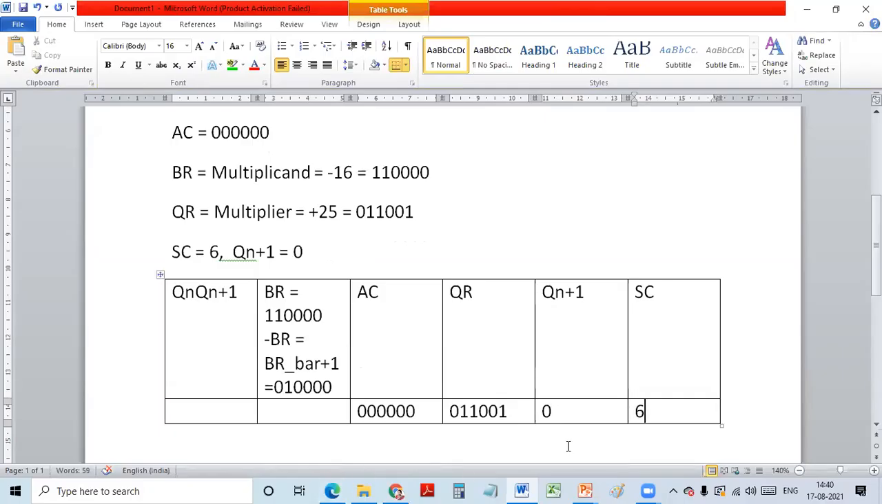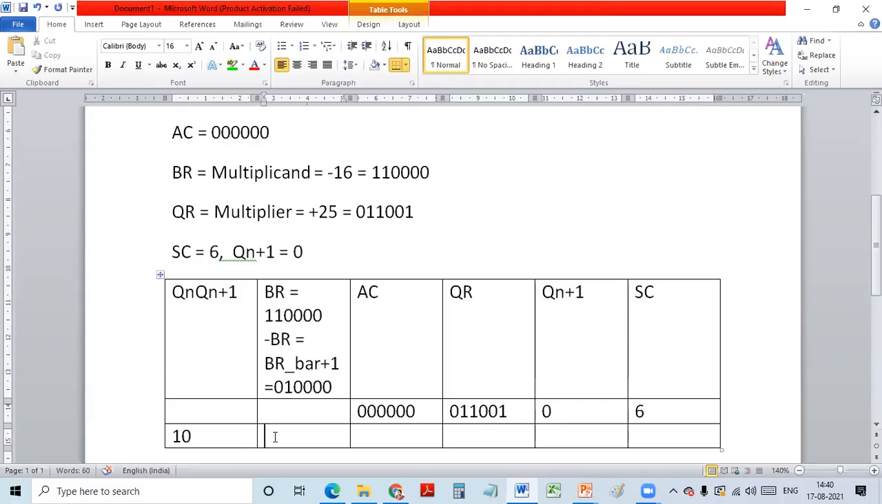Okay. Right. So now you have to inspect Qn and Qn plus 1. So Qn is 1 and Qn plus 1 is 0. Right? So now we are inspecting the present least significant bit and the previously shifted out bit, which initially was 0. Now the combination is 1, 0. So if it is 1, 0, what should we do? Subtract.